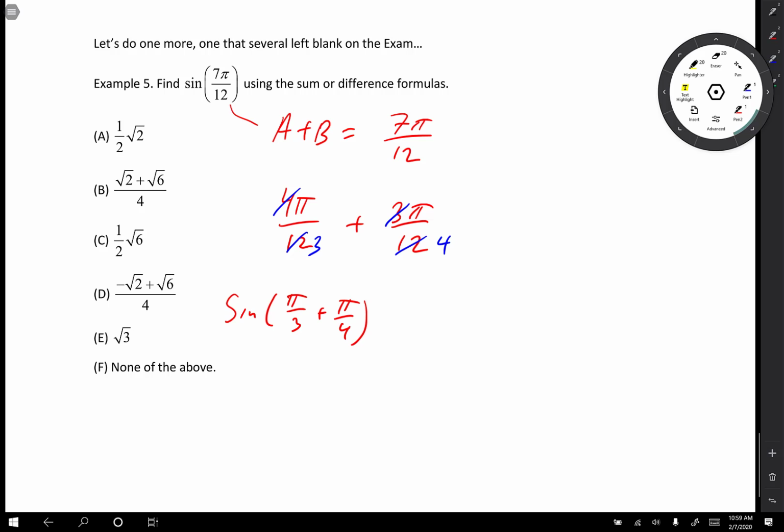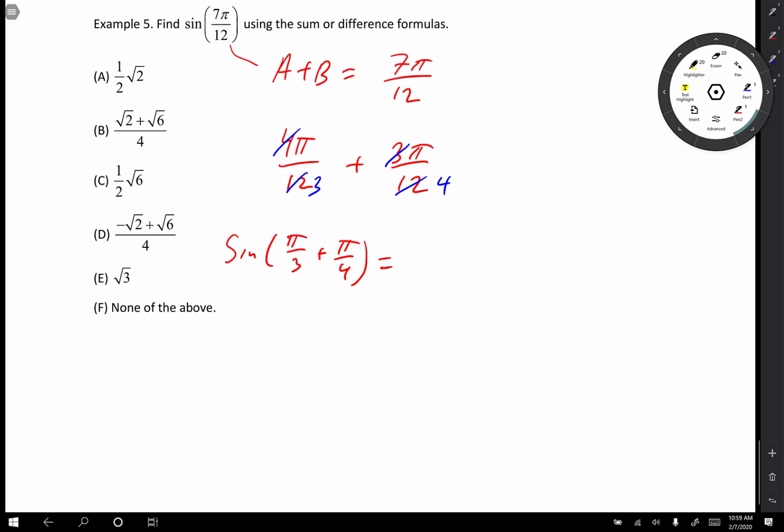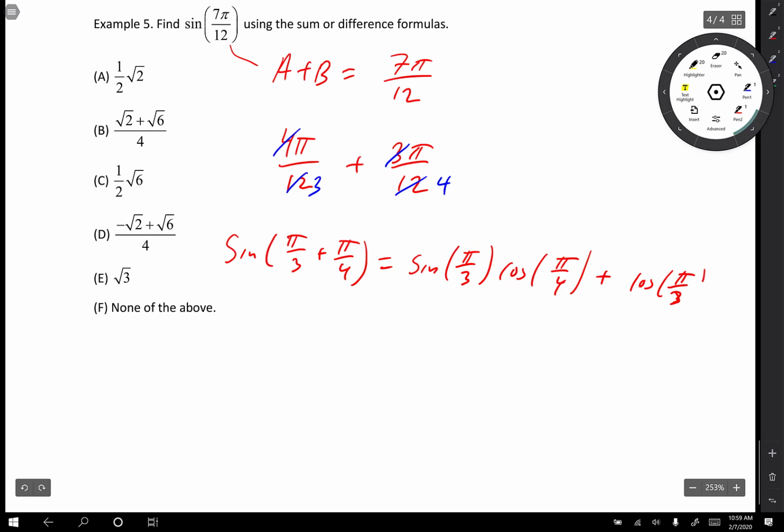Do you understand that? Now we're just going to use our composite argument properties. That's our sum angle properties. And I'm going to write sine pi over 3 cosine pi over 4 plus cosine pi over 3, sine pi over 4. And the unit circle never goes away, so always know it. Sine of pi over 3, square root of 3 over 2.